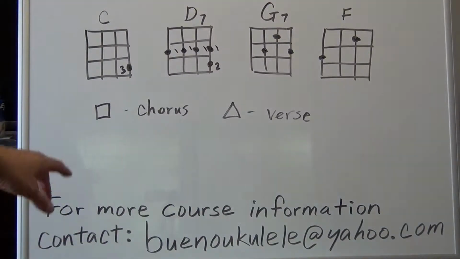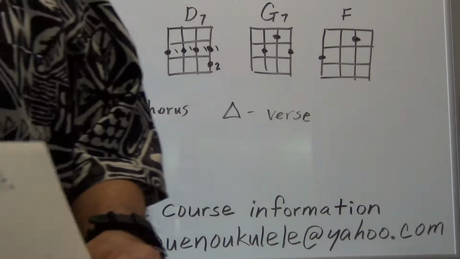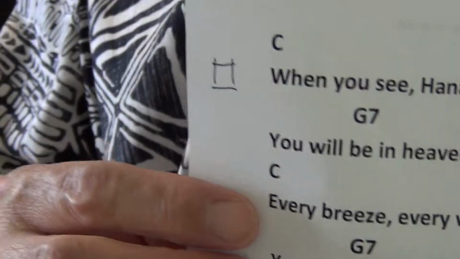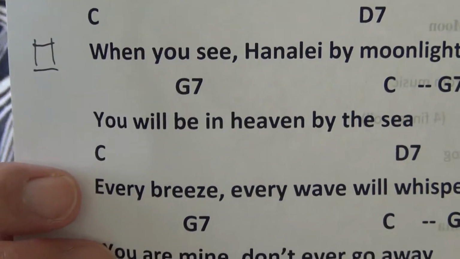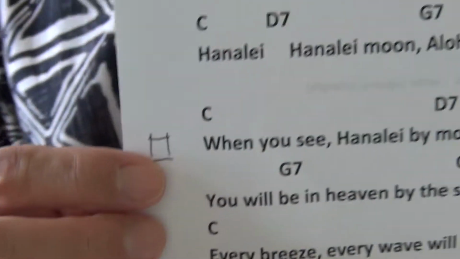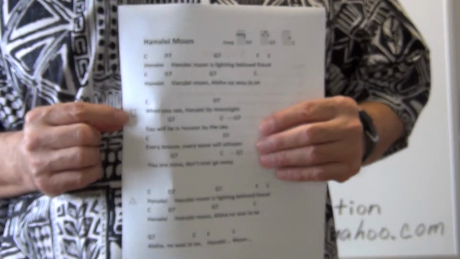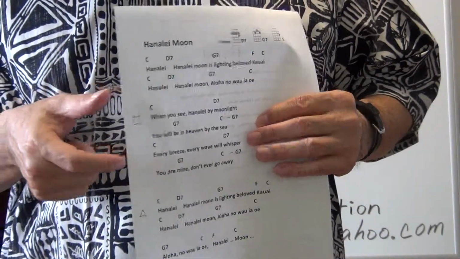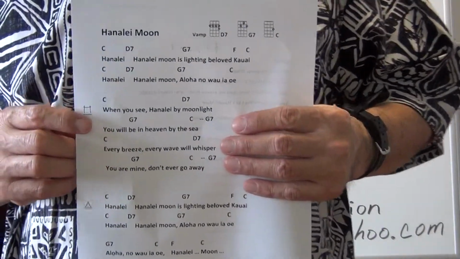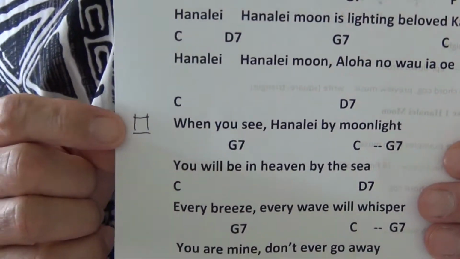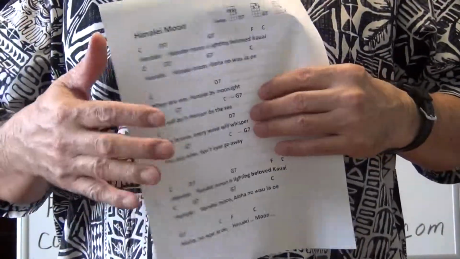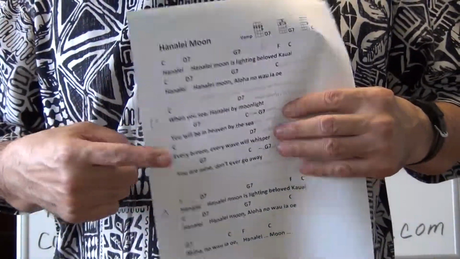So the square, we're going to label that as the chorus. So right where it says, when you see Hanalei by moonlight, you're going to put a square right there. That's kind of like what we call a stanza, or maybe the middle paragraph. You might use that terminology, but it's the middle section, and that's your chorus that you want to signify, just to signify that if you ever want to lengthen the song, you know that after every verse you've got to come back with a chorus, so that's what you would be repeating.